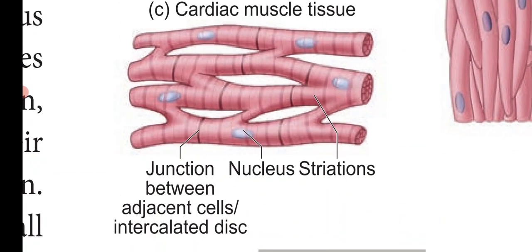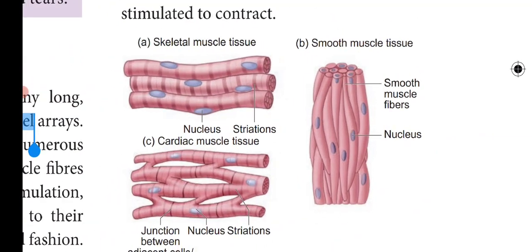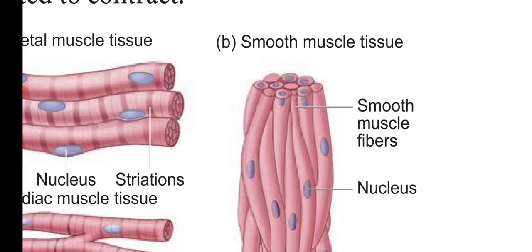Next is the smooth muscles. In this picture you can see the smooth muscles. The smooth muscle fibers taper at both ends. Tapers means it becomes very narrow or sharper at both ends, and they do not show striations. You cannot see the striations in the smooth muscles. Cell junctions hold them together and they are bundled together in a connective tissue sheet.